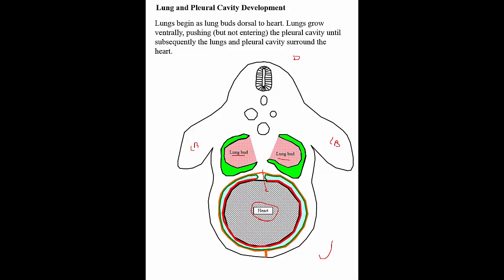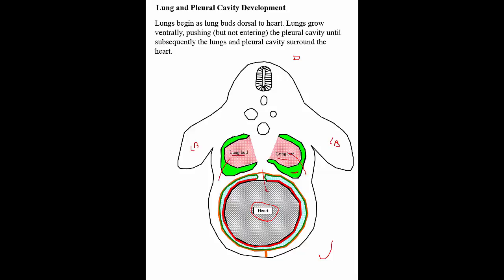buds will push down and into, so the inside of the green here would be inside the pleural cavity. They push down and into these pleural cavities, so they never get inside of it, but they push up against it, and eventually they develop ventrally. So they push down, the lung buds push down and ventrally into the pleural cavity, but they never enter it.